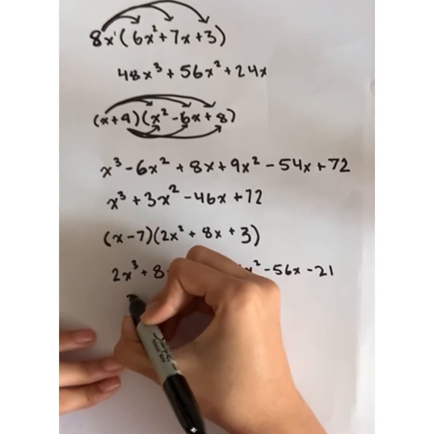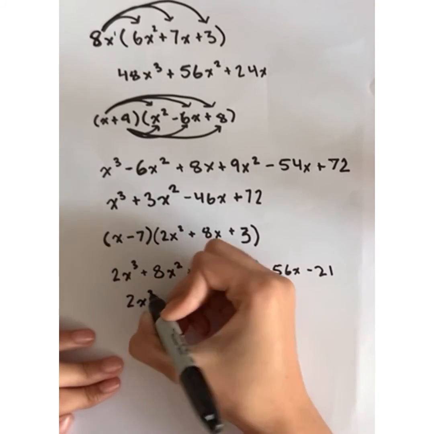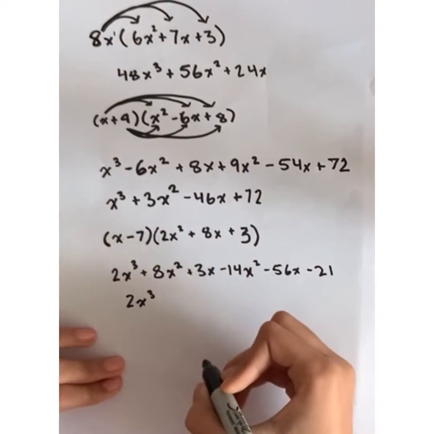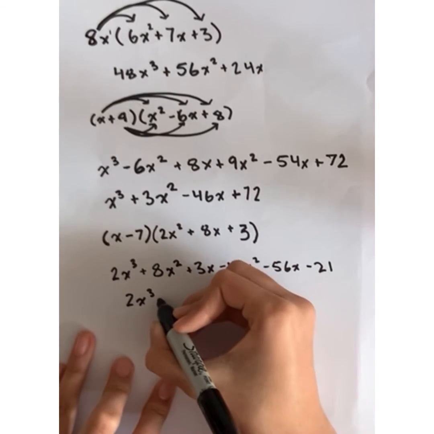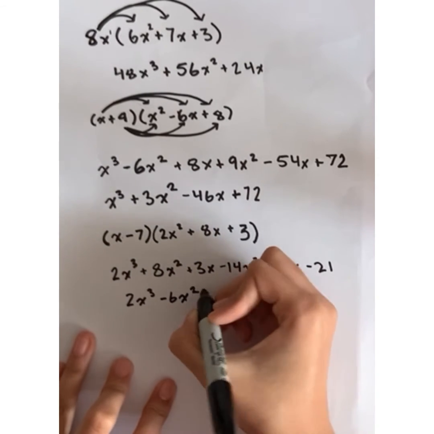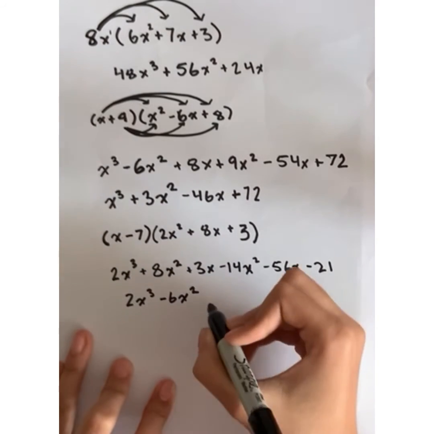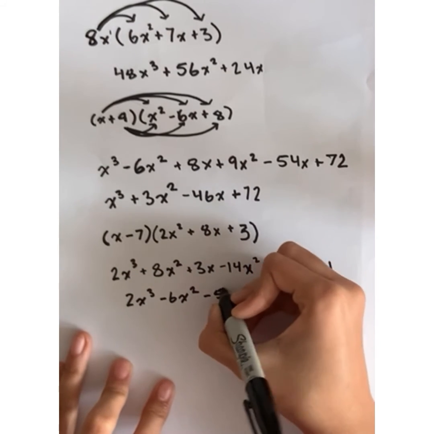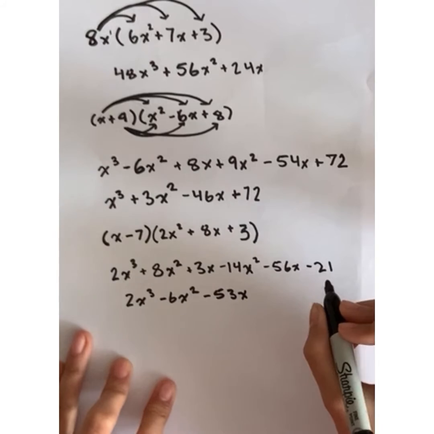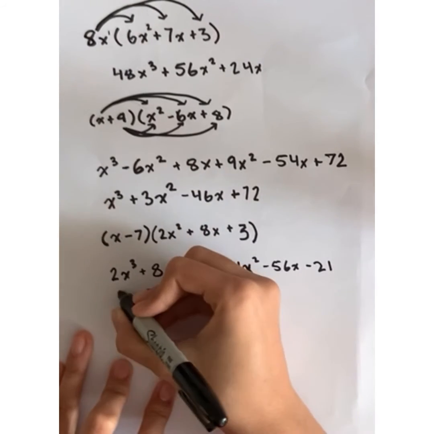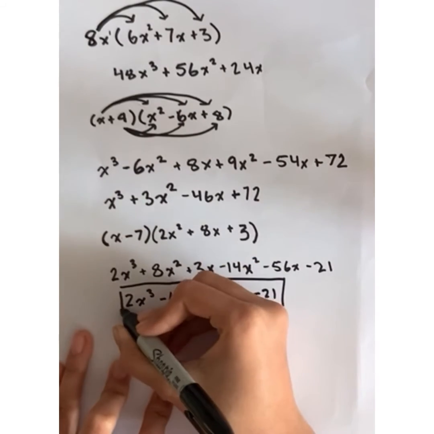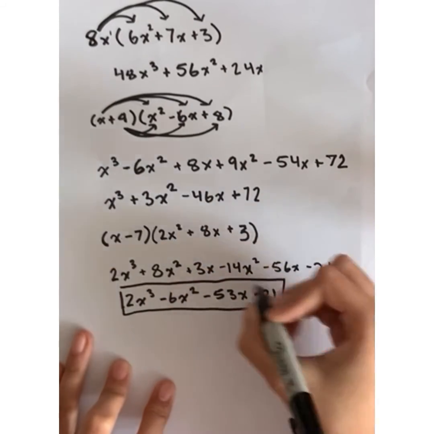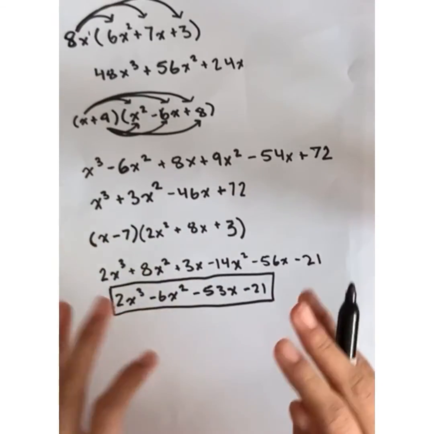Anyway, now just combine like terms. So 2x cubed is gonna stay the same. 8x squared minus 14x squared equals negative 6x squared. 3x minus 56x equals negative 53x, and negative 21. So that would be your answer. If you got that, then pat yourself on the back because you have mastered multiplying polynomials.